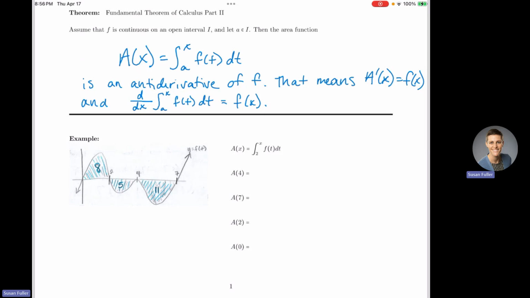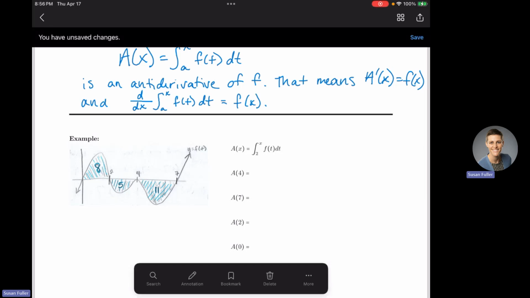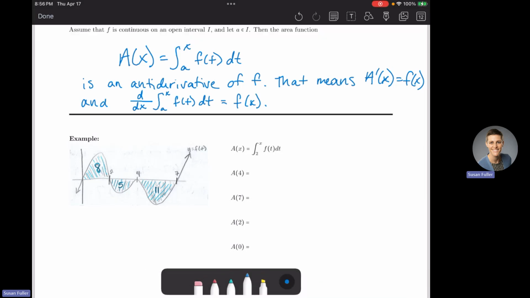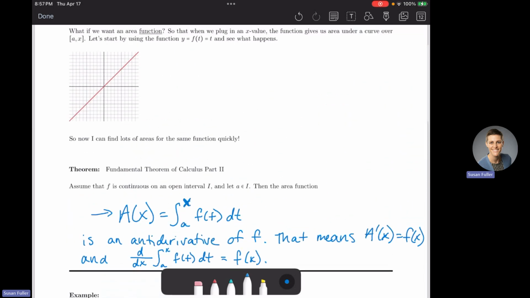And the second part of the fundamental theorem of calculus creates this area function. And basically, an area function is a function of x, but our variable x is actually the upper bound of our interval. So what we're doing is we are fixing some a value here. Let's say a equals 2 up here. We're fixing a starting interval of 2, and we are letting the end of our interval be x.